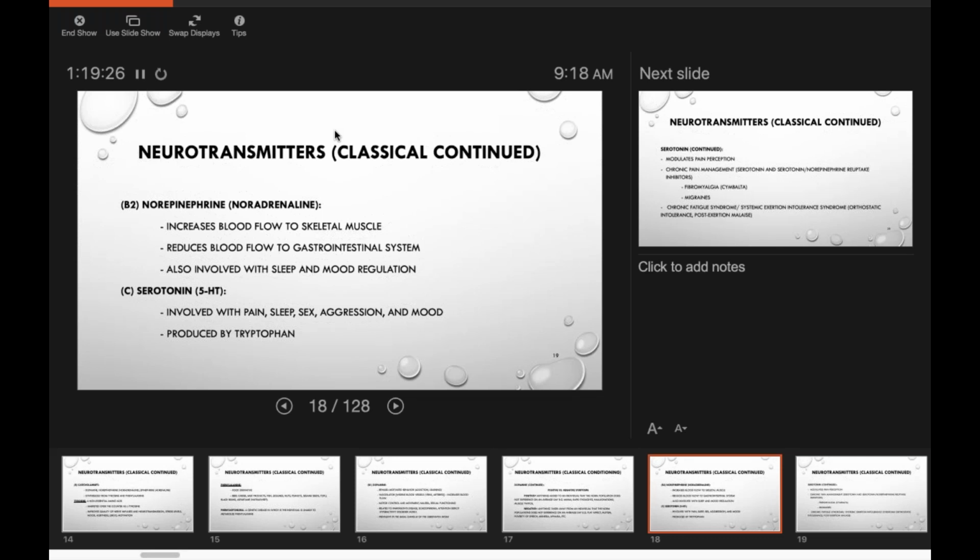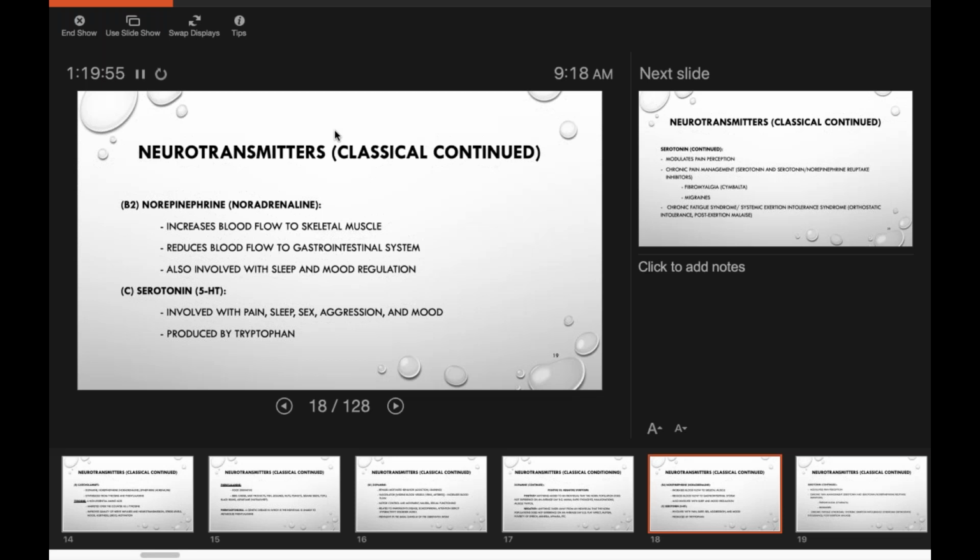It reduces blood flow to the GI system. If we increase blood flow to the skeletal muscle, we decrease blood flow to the gastro, that equals fight or flight, right? So with norepinephrine, we are activating our sympathetic nervous system. And I'll talk more about that later. It's very involved with sleep and mood regulation.